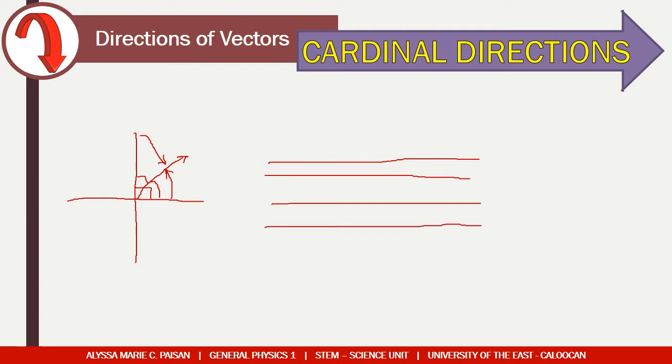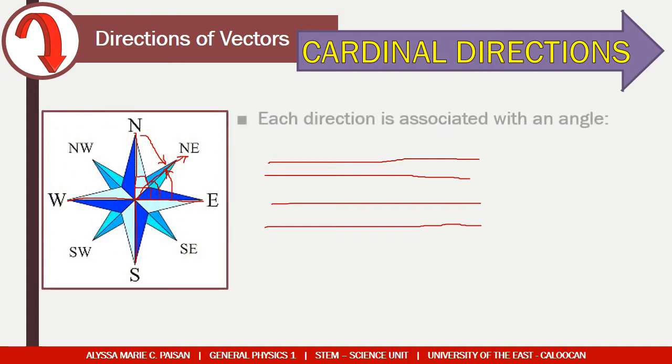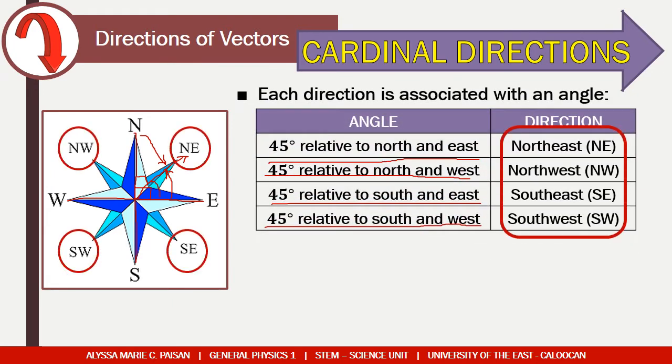Okay, after having examples for cardinal primary directions, let's proceed with examples for the secondary directions. But first, I'm going to explain what the secondary directions are. So in here, I will encircle and box again the secondary cardinal directions. Each direction this time is not associated with a specific sign, but it is associated with a specific angle. Basically, the secondary cardinal directions are the northeast, northwest, southwest, and southeast.